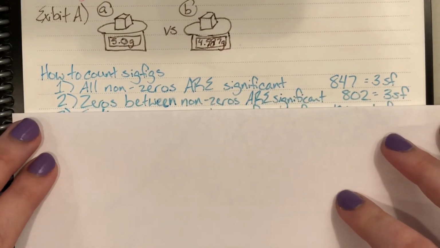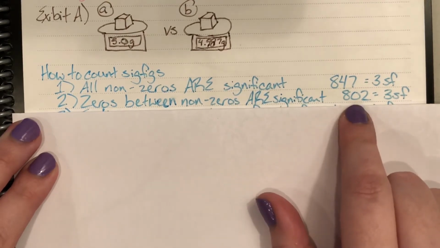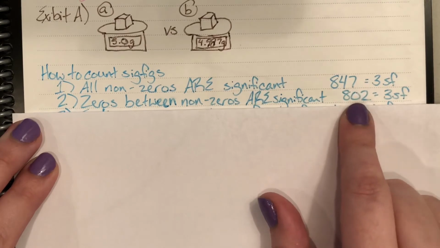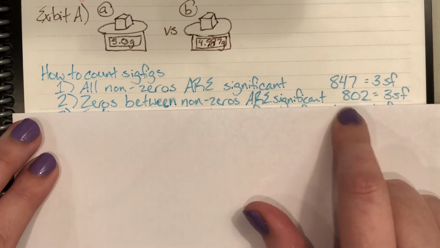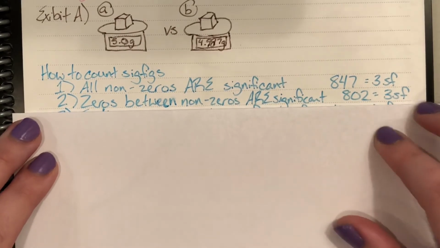Zeros between non-zeros are significant. Here I have a 0 sandwiched in between 2 non-zeros. That 0 gets to be significant because it's in between non-zeros. So 802 will also have 3 significant figures.